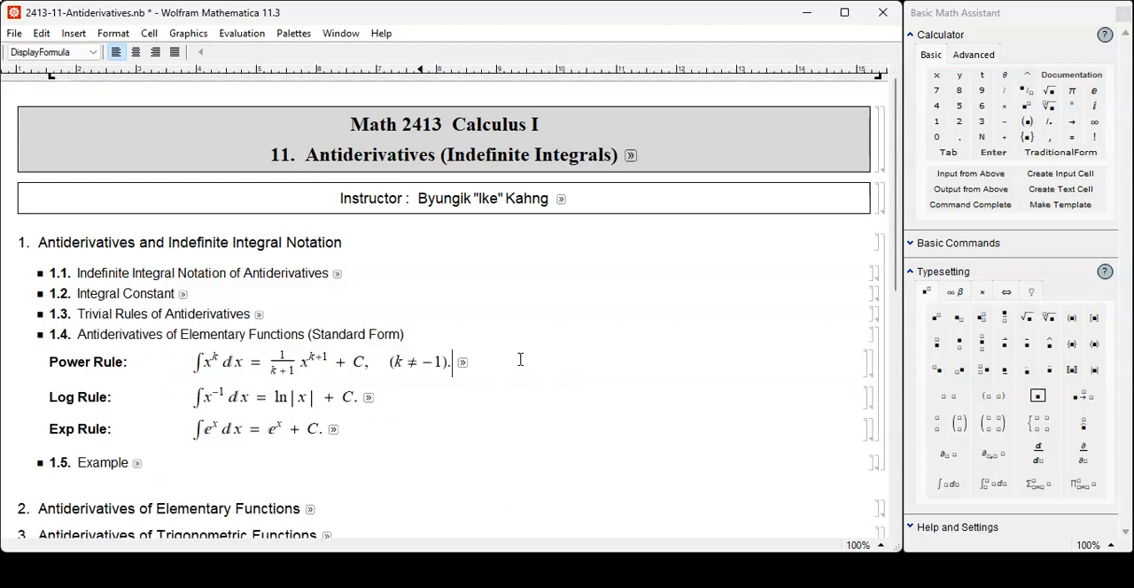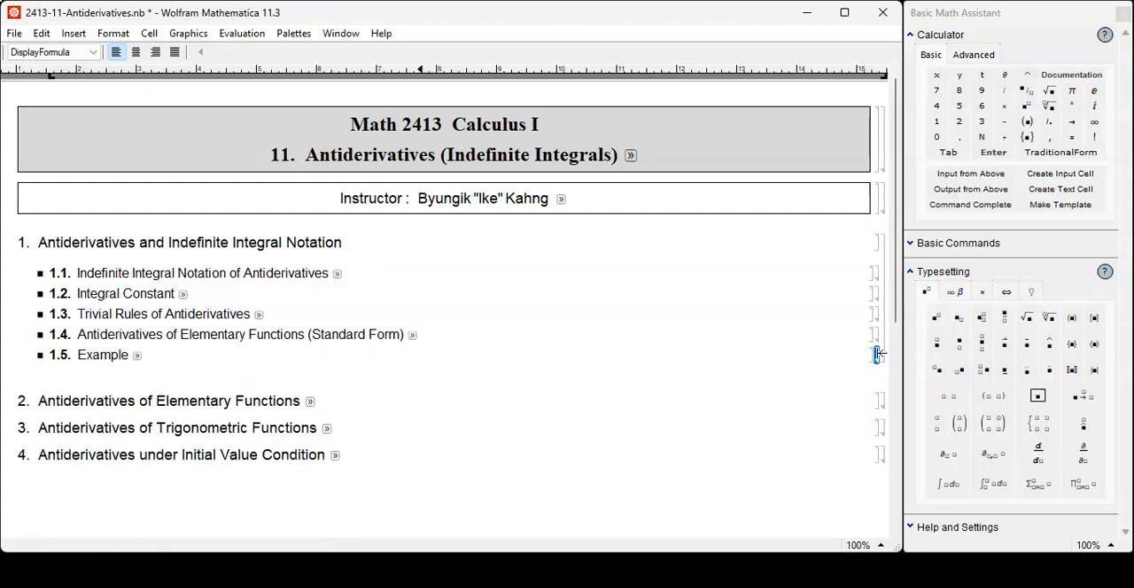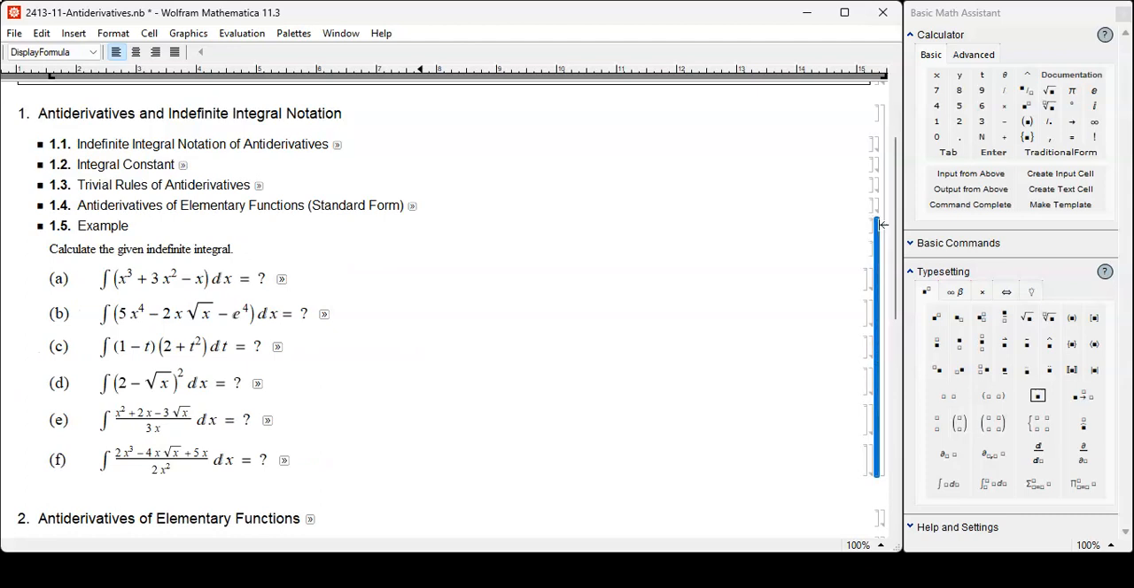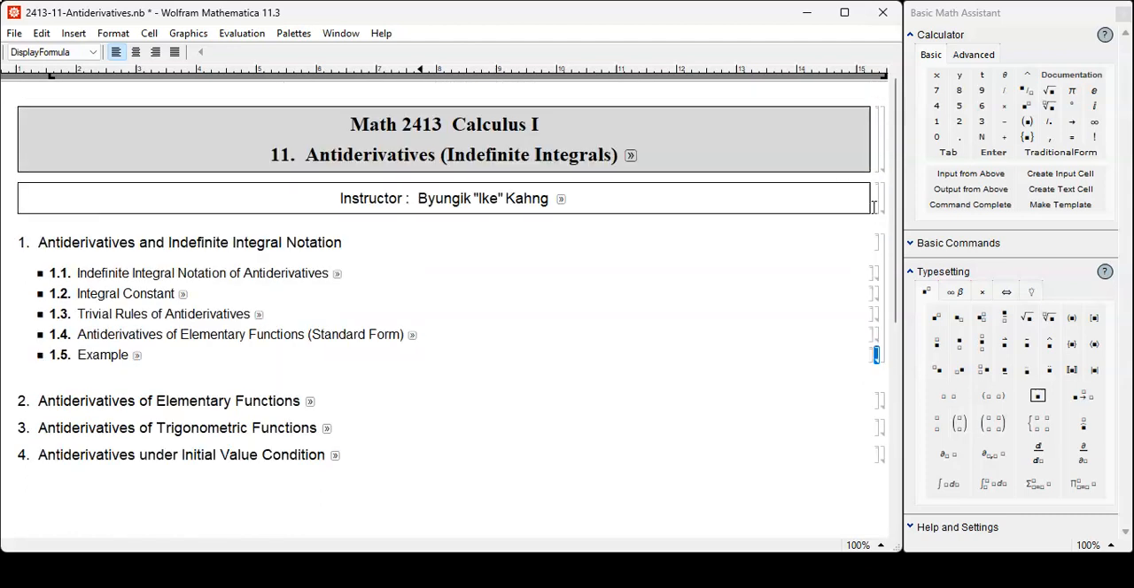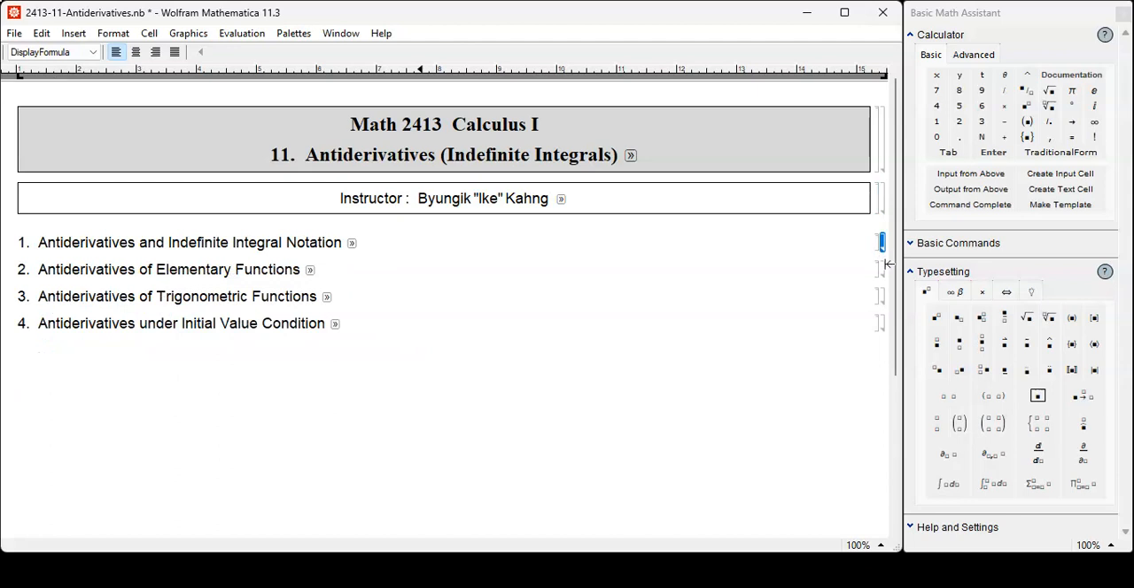And then the antiderivative rule for power function, special case when we have log function, and finally exponential function. Remember all those? And a bunch of exercises associated to those. Now let's continue.